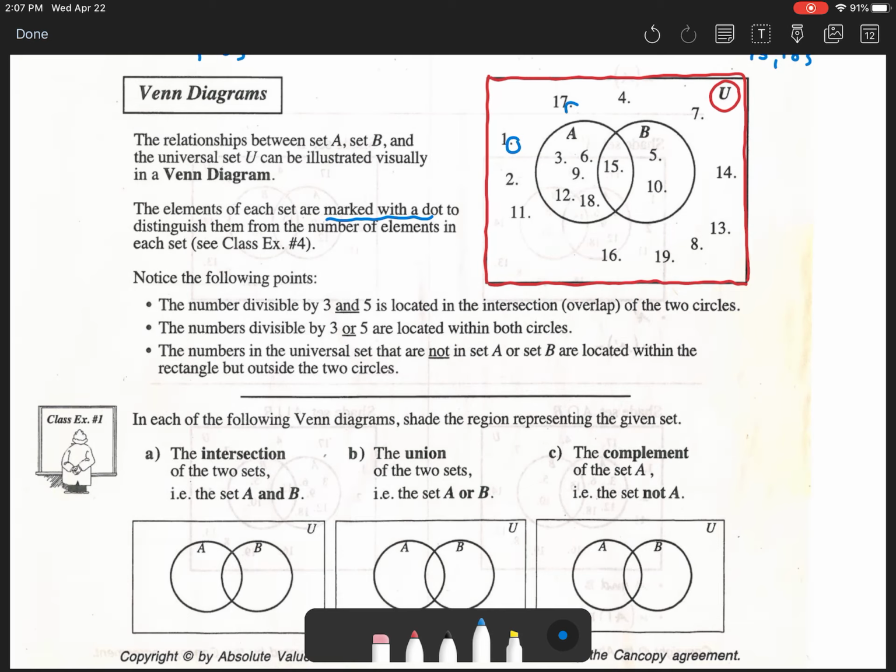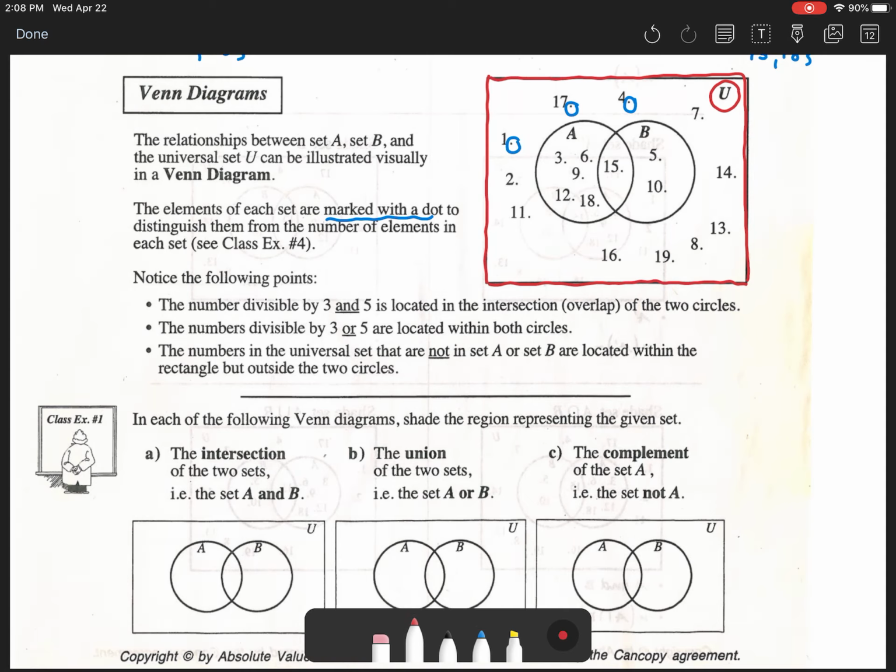Now it says the elements of each set are marked with a dot. So what they're saying here is that because I'm talking about the actual numbers themselves, 1, 17, and 4, there's a 1 with a dot, a 17 with a dot, a 4 with a dot. When you have dots after the numbers in a Venn diagram, that refers to the actual number, okay? If we have numbers in a Venn diagram that do not have dots, that refers to the number of items. So I would have 1 item or 17 items or 4 items, like 17 computers, 4 computers, etc. In this case, I'm talking about the actual number 1, the actual number 17, the actual number 4. So that is notated by them having dots, okay?